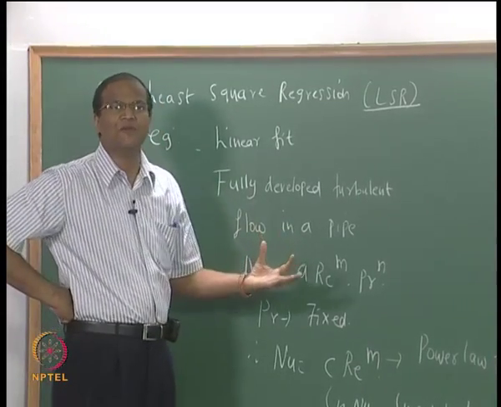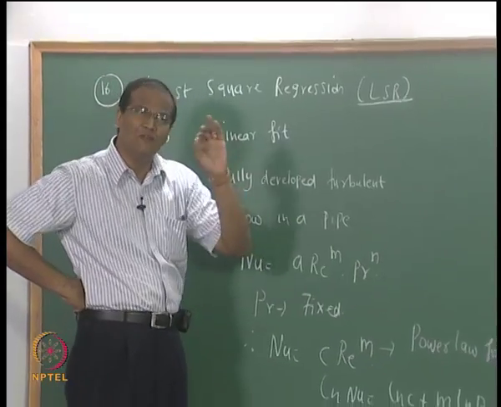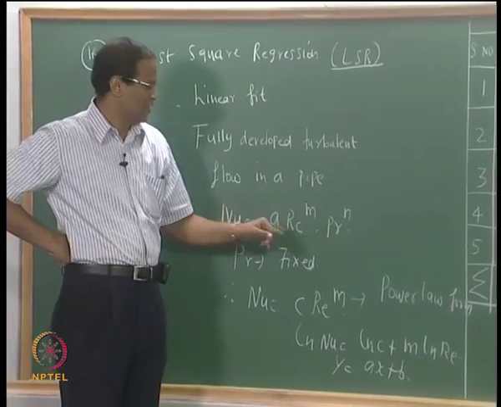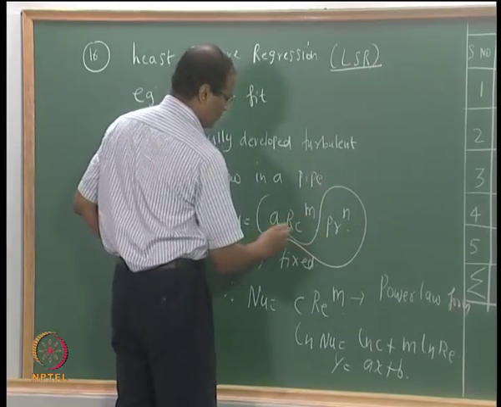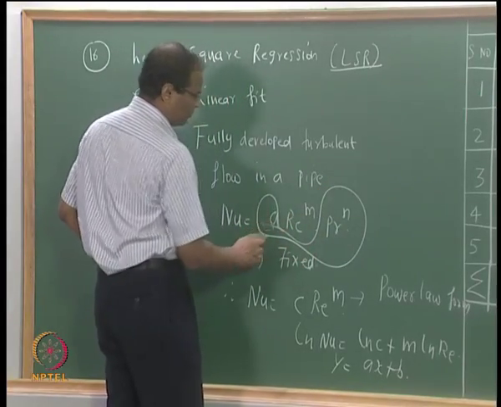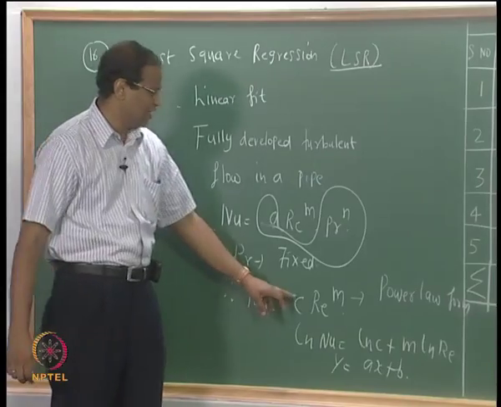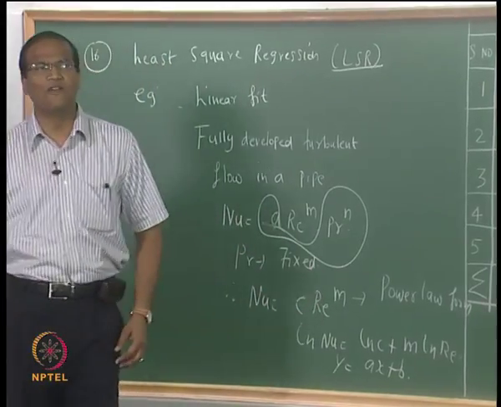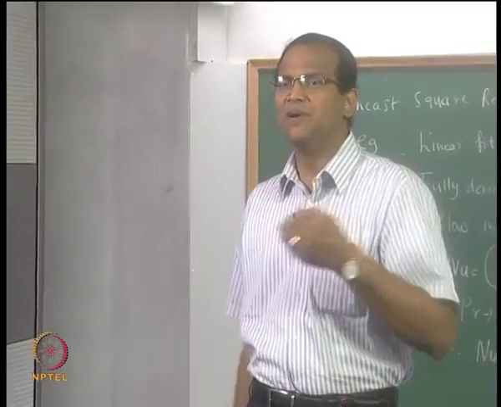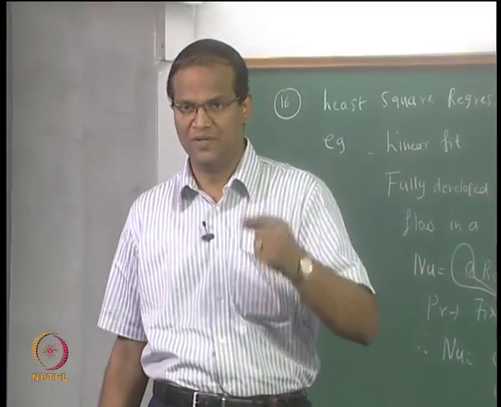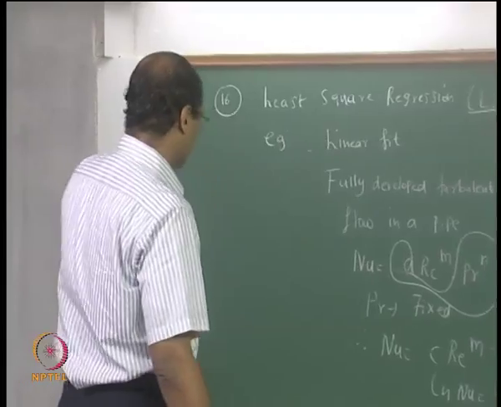Suppose you are considering experiments over water or any other fluid. If the fluid is fixed, the Prandtl number is fixed. So A into Prandtl number to the power of n gets fixed for the problem under question. So you can put it as C Reynolds number to the power of m. But so far we have learnt only linear regression, that is y equal to ax plus b. So this is basically what is called a power law form. Something goes as a Reynolds number to the power of something.